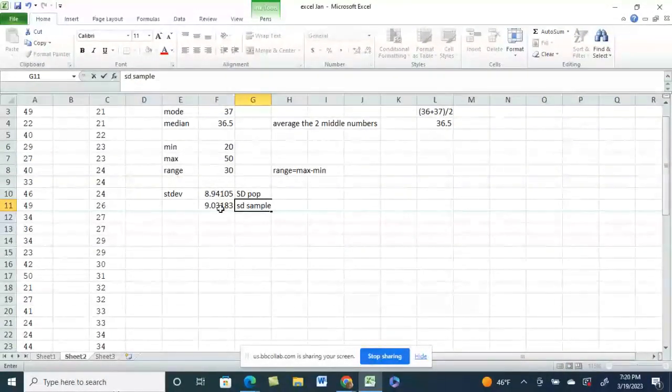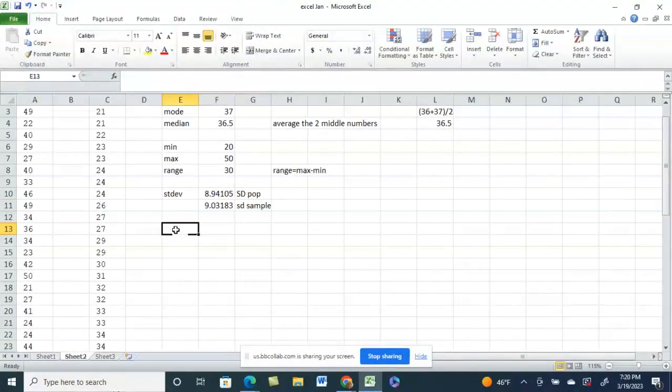So they're really close together, but you have to decide which one to use, and it will tell you that in the problem. And I'll talk more about standard deviation when we do the empirical rule, which I'll do next. Okay, so let's just right now find the numbers, and then I'll show you what they mean.